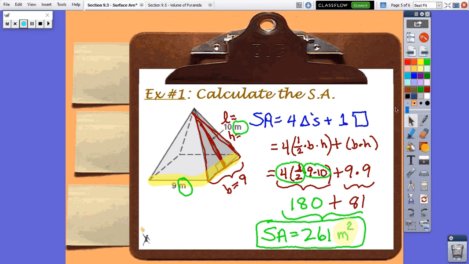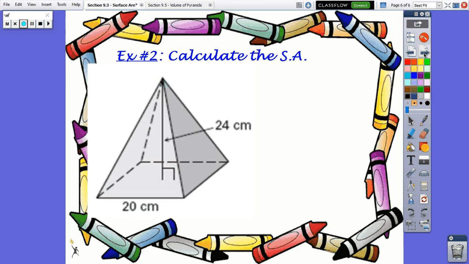Okay, so that's the easy problem, because I gave you everything that you needed. You just needed to put it all together to find the surface area. So now let's look at a little bit more, I'm not going to say a tough problem, but something where we're going to have to do a little bit more legwork before we can finally find the surface area. Now, initially you might look at this problem and go, well, this doesn't look any different than the last one. And so I'll go ahead and start off with surface area equals 4 triangles plus 1 square.